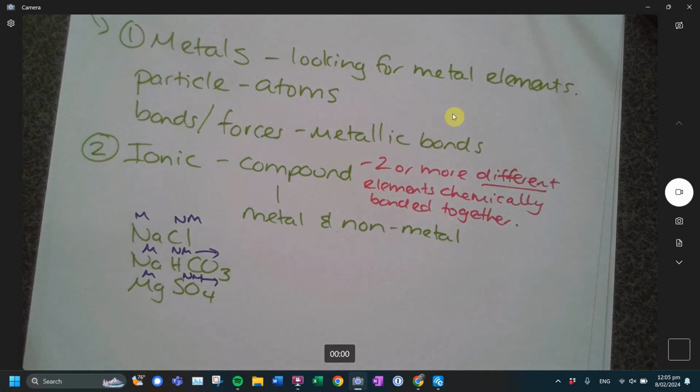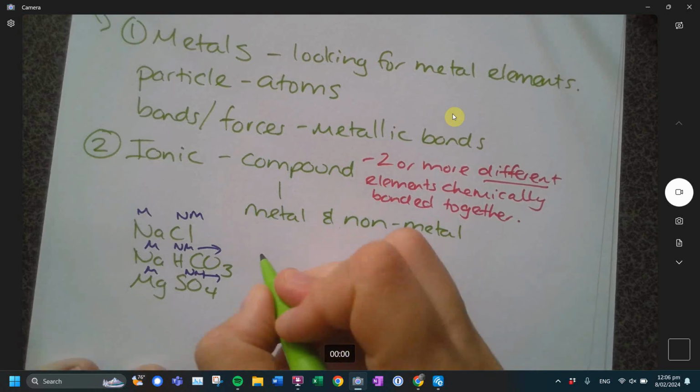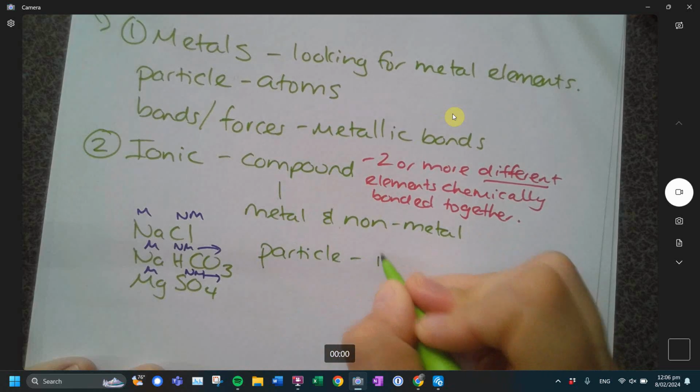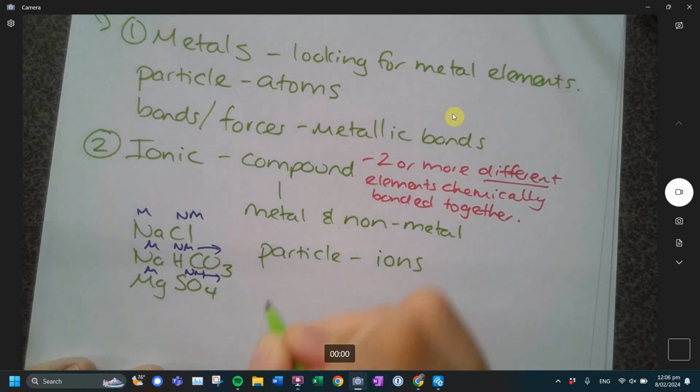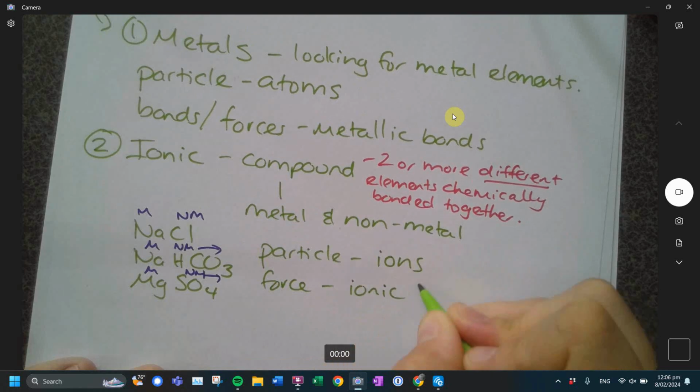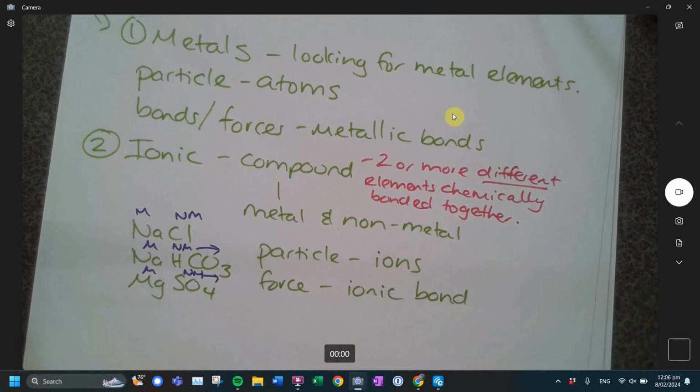Hopefully it's pretty obvious when we're thinking about particles that the particle that makes this one is ions. The bond or the force is an ionic bond. Questions, concerns, or comments?